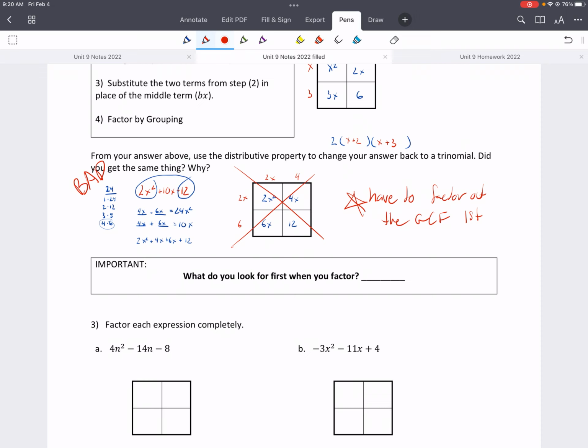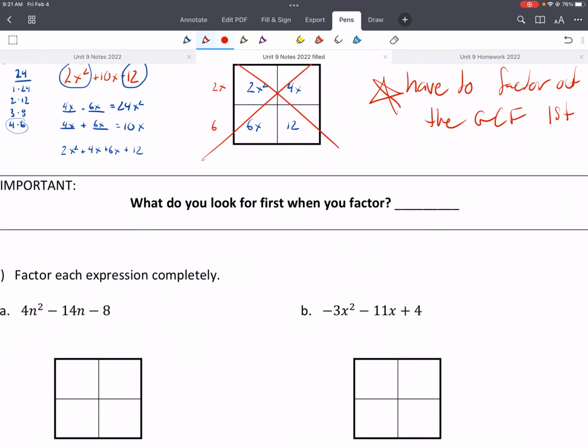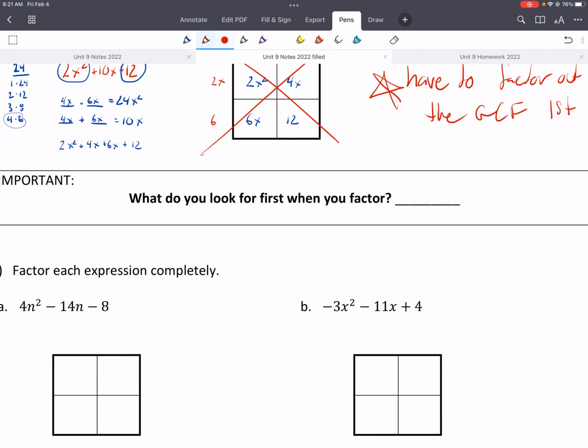On your homework and on your test, most likely it's going to be kind of a mixed bag. I'm not sure. Some of them there won't be a greatest common factor, but it's something you should always check. So important. What do you look for first when you factor? You always need to see if there's a greatest common factor. Okay? Again, that could be a number. It could be a variable. It could be a leading negative. Okay, so you still need to check for those every time.